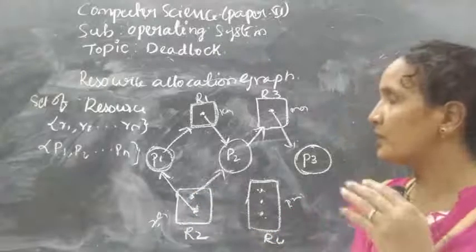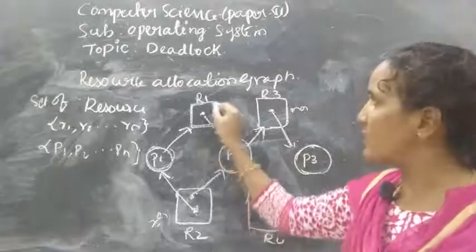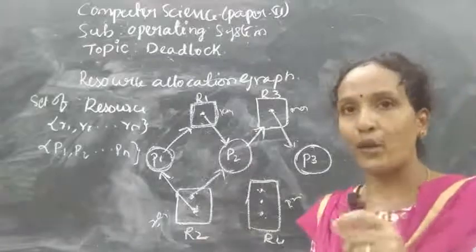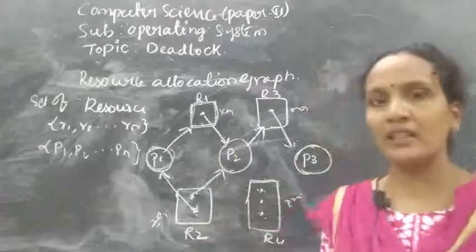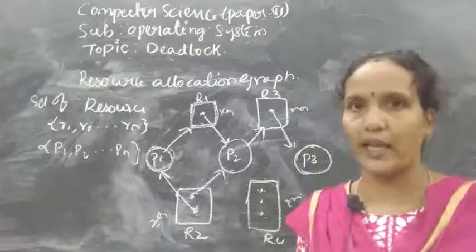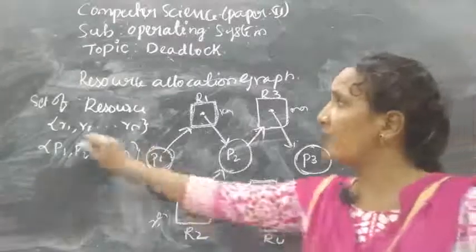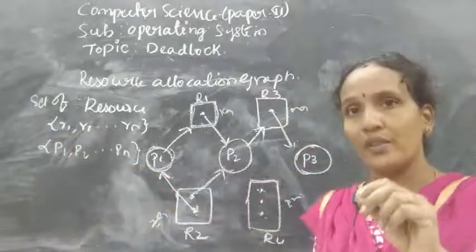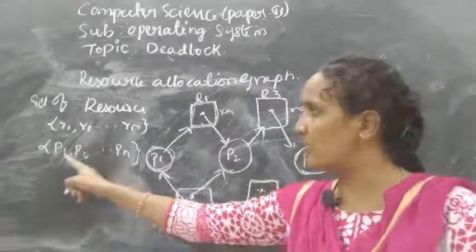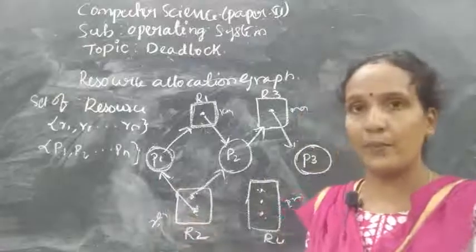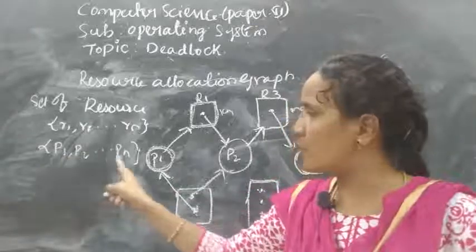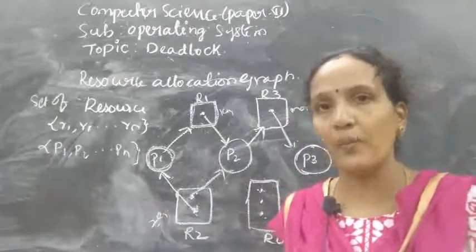So the resources are the square nodes which contain dots inside, and the dots represent the number of instances of that resource type. Clear? Here the set R represents the resources in the resource allocation graph. The next set is the process set, the circles, nothing but P1, P2, and so on, up to Pn, the number of processes.